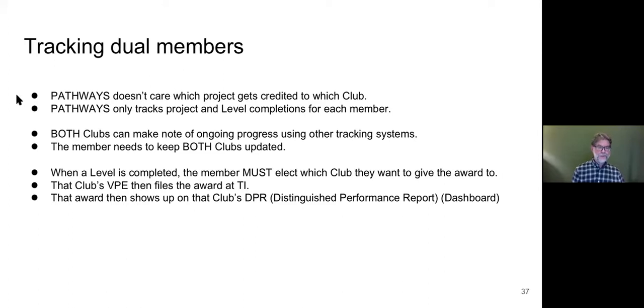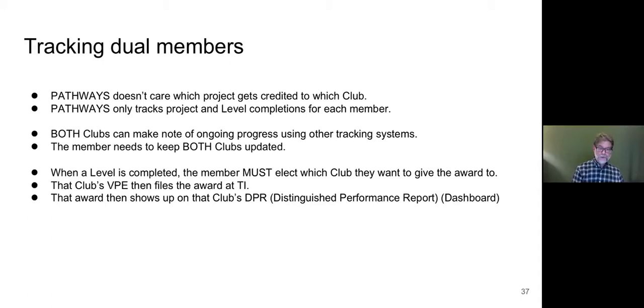Tracking dual members, these are just some memory joggers here. Pathways doesn't care which projects get credited to which club. It's not paying any attention to that. Pathways only tracks the project and level completions for each member. That's all they care about. Both clubs can make note of ongoing progress using other tracking systems, and the member needs to keep both clubs' VPEs updated. That's how that will work.